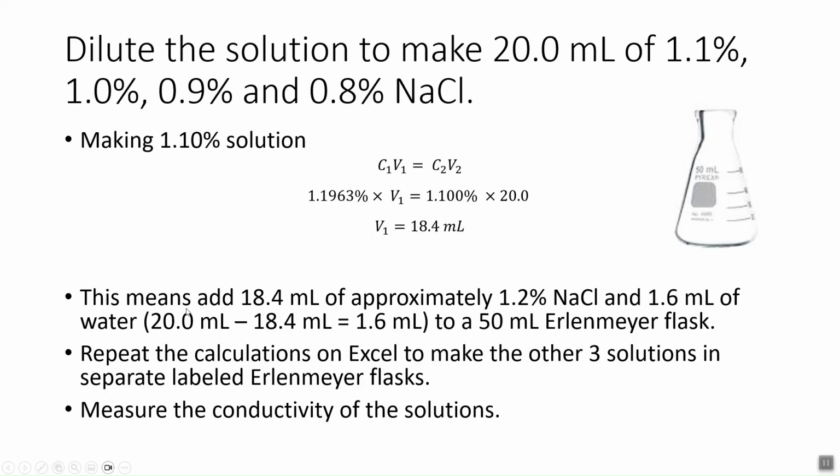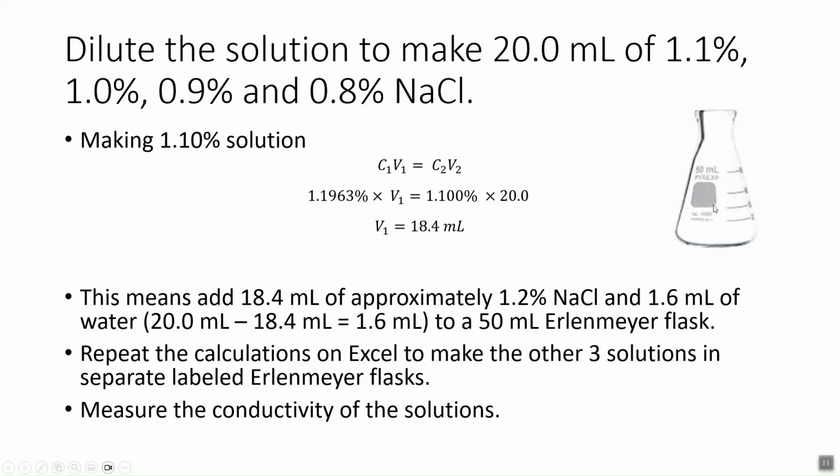What does this mean? It means we add 18.4 milliliters of the approximately 1.2% NaCl. It's not exactly 1.2%, no big deal. And 1.6 milliliters of water. How do we get the 1.6 milliliters of water? Well, 20 is the total volume of the solution, and 18.4 is this solution. So the rest of the 20, or 20 minus 18.4, 1.6 milliliters, is water.